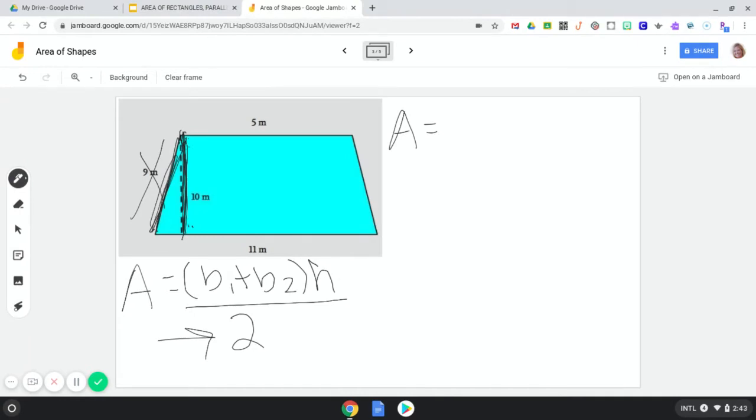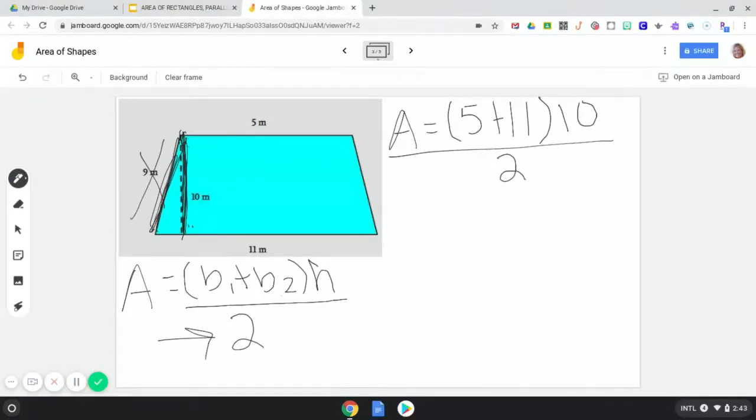Okay, so base 1, I'm just going to use 5. Like I said, it does not matter. Base 2 is 11. And you notice I'm just replacing all of these with these numbers. My height is 11. No, I'm sorry. My height is 10. Sorry. And then I'm going to divide all of that by 2.